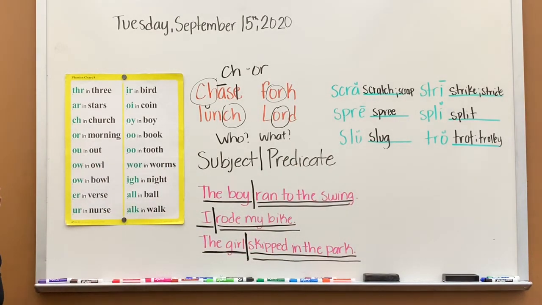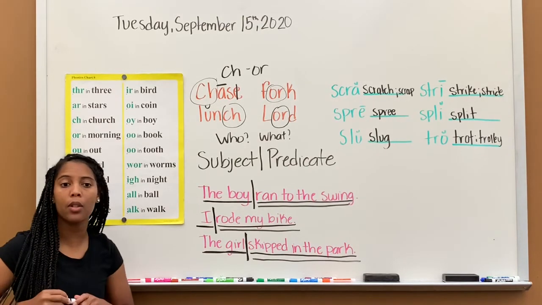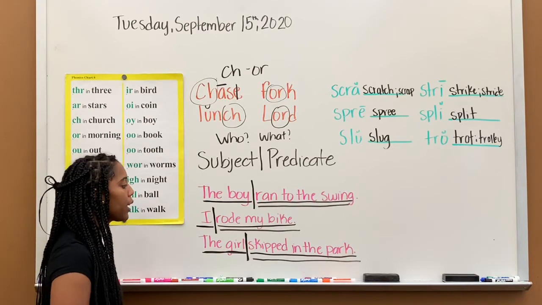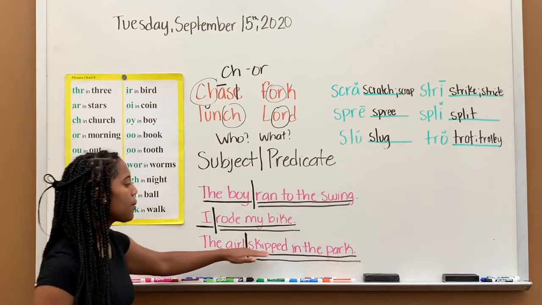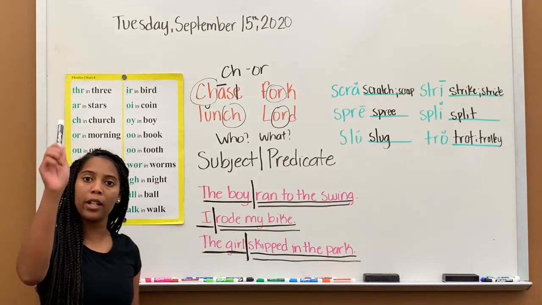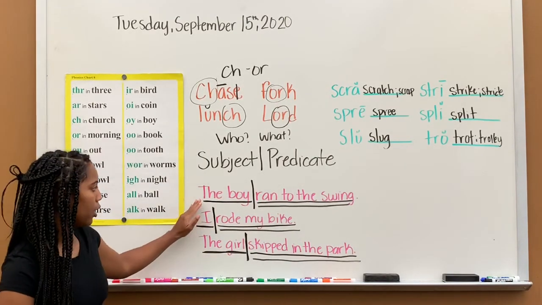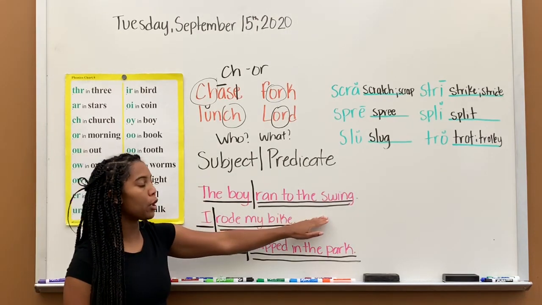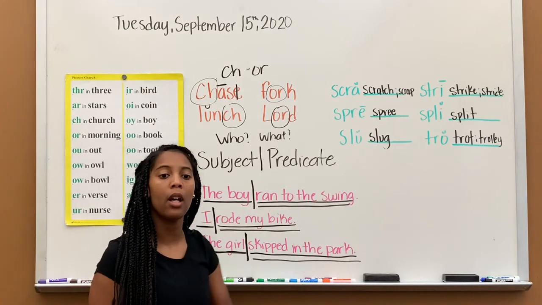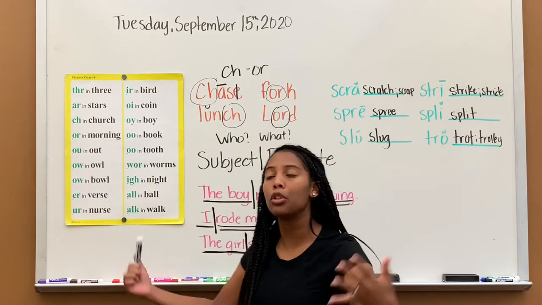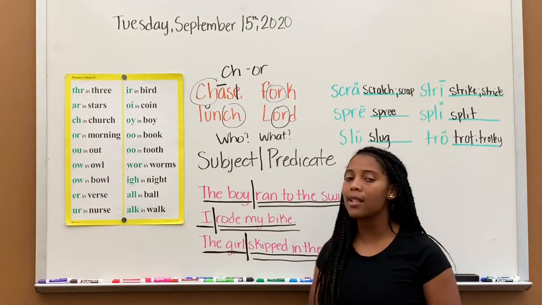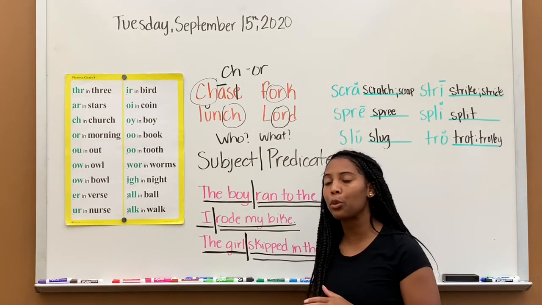So this is how you will identify it in your book. The book will tell you that in your instructions, so always make sure to read your instructions before you start working. And so it tells you the girl skipped in the park, or I rode my bike, the boy ran to the swing. You will have to know where to split your sentence. Underline your subject once, underline your predicate twice. The subject is the who your sentence is about. The predicate is what they are doing in the sentence. Okay? So that's your phonics lesson today. You will do your workbook pages 43 and 44.